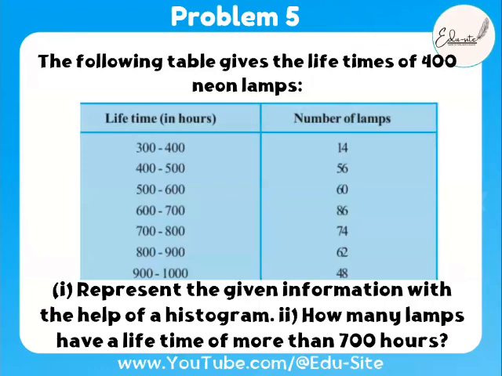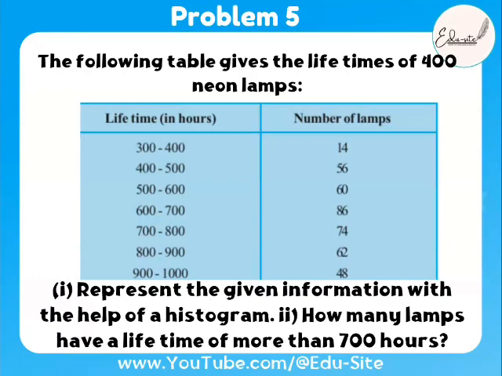Problem number 5. Beta, please read it aloud. Read this question for me, please. The following table gives the distribution of students of 2 sections according to the marks obtained by them. This fifth question, Laiba, fifth question. The following table gives the lifetimes of 400 neon lamps. Yes, this question.